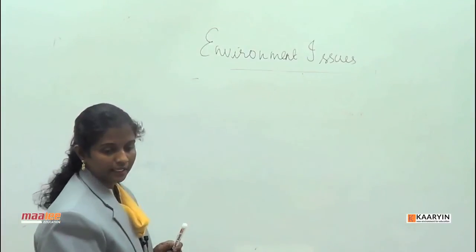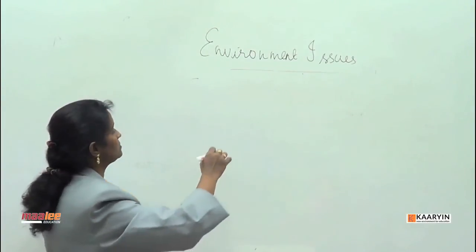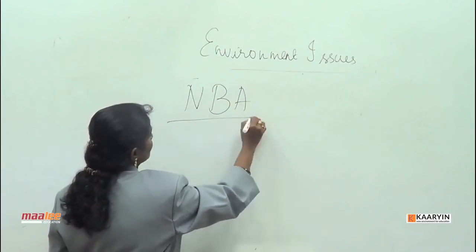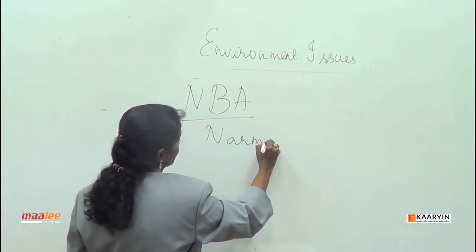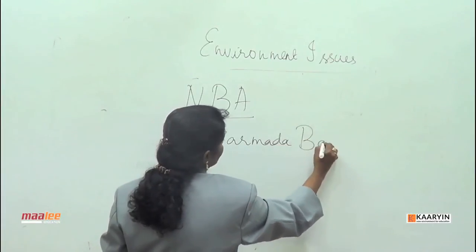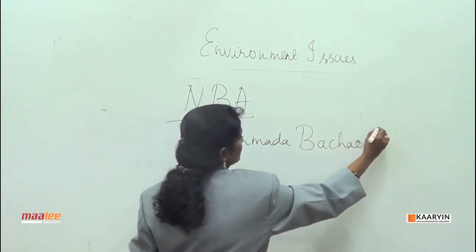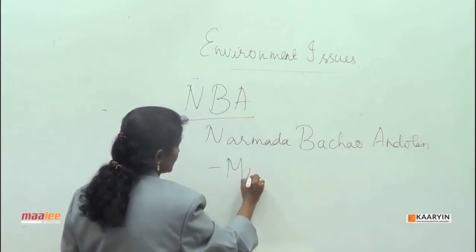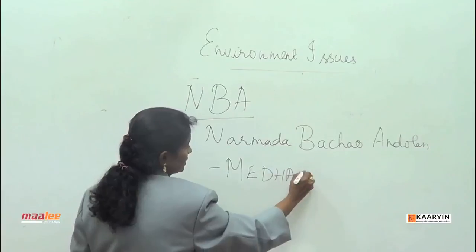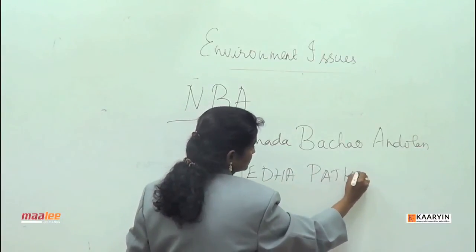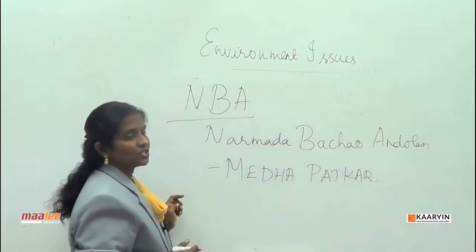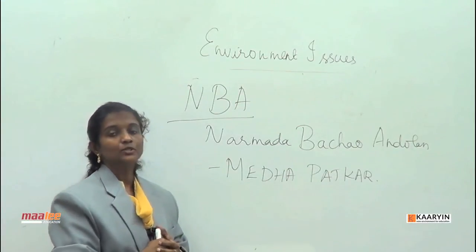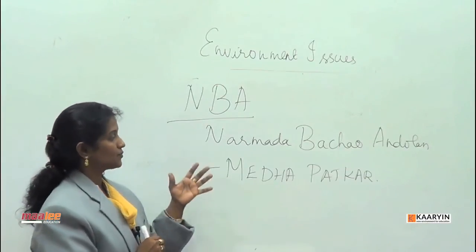So we have the environment. When we talk about environmental activism, we also need to make mention of NBA, Narmada Bachao Andolan, where Mrs. Medha Patkar is an activist who leads that. She is against the building of dams which lead to the rehabilitation of tribals. So she is fighting for it.